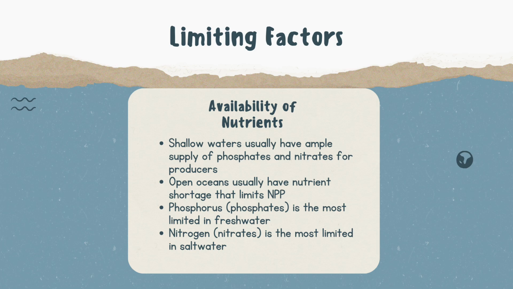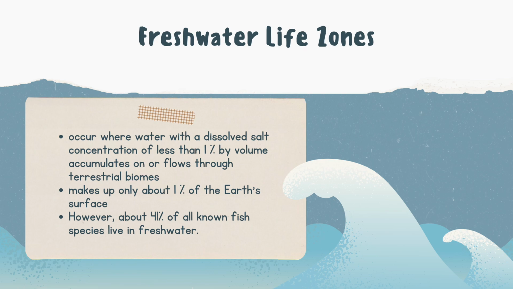Nutrient supplies are usually satisfactory in freshwater ecosystems. However, in open oceans, nutrients are often in short supply. They are an important limiting factor for productivity in aquatic life zones. Phosphorus is the main limiting nutrient in freshwater life zones, whereas nitrogen is the main limiting nutrient in saltwater life zones. In this presentation, we'll be focusing on freshwater life zones.